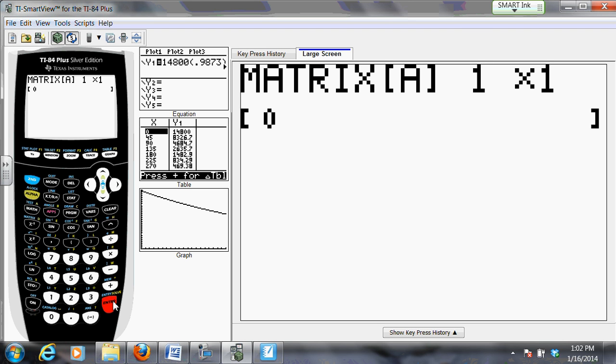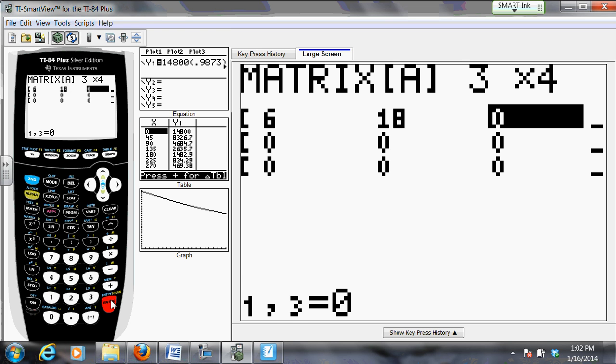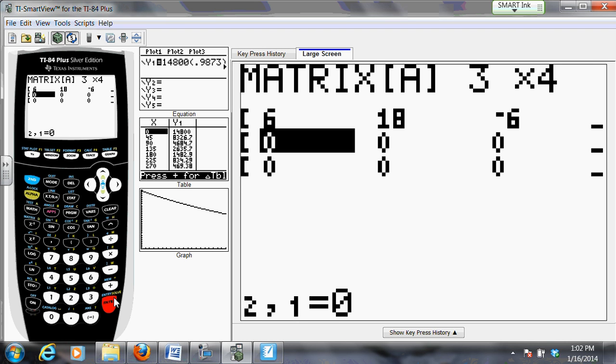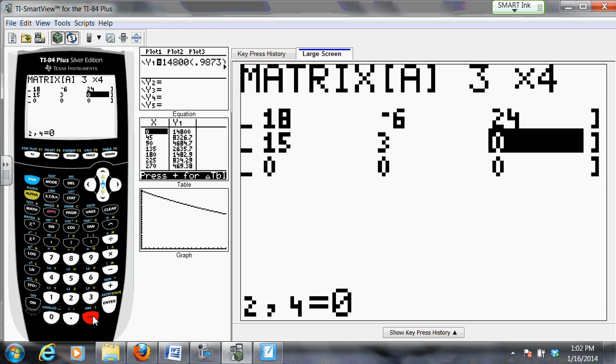Then it's going to ask how big it is. Oh, I forgot to talk about this. Our matrix goes rows by columns. So we want 3 rows, because we have three equations, with 4 columns: the 3 variables plus what they equal. So we want a 3 by 4. I forgot to mention that in the beginning. And now I just need to type in my numbers. So I have 6, 18, -6, 24 for the first row. The next row goes 5, 15, 3, -20.